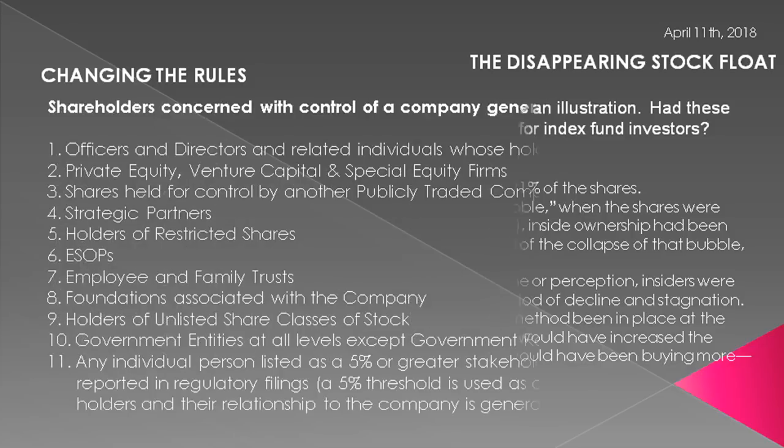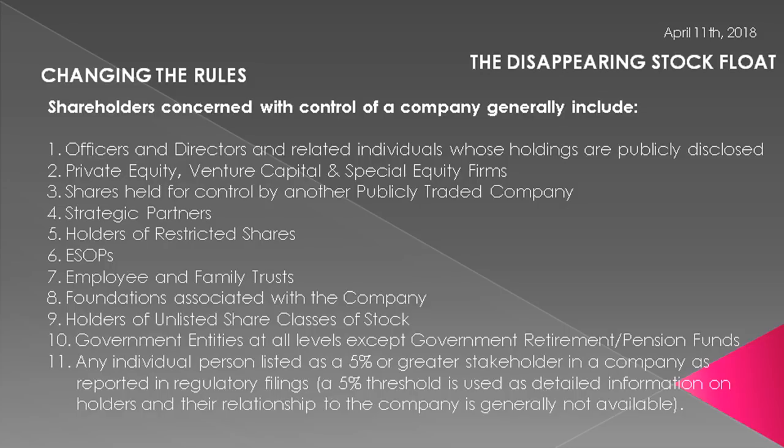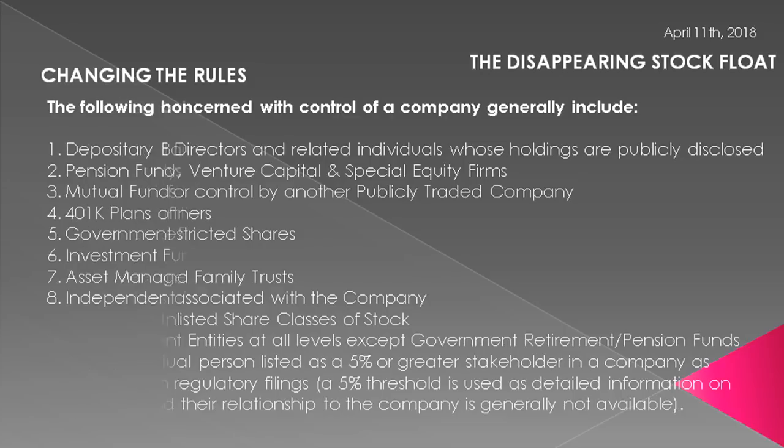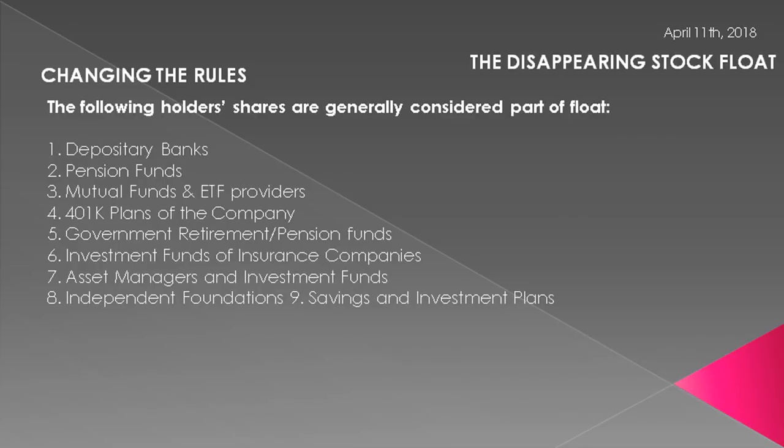This slide shows the actual mechanics that go into deciding which shareholders have control of the company and are included as being removed from the float. And you can see it's a pretty extensive list of different holders. Additionally, the following holders' shares are generally considered part of the control blocks. It starts to look like who is not considered part of the control.